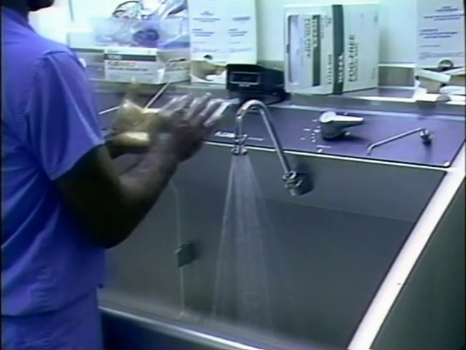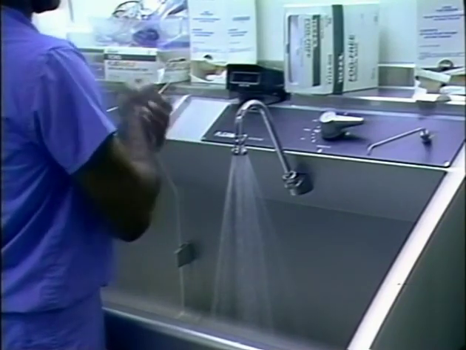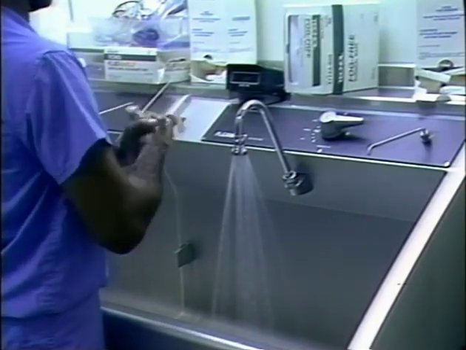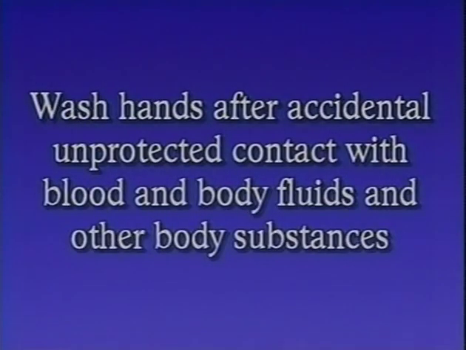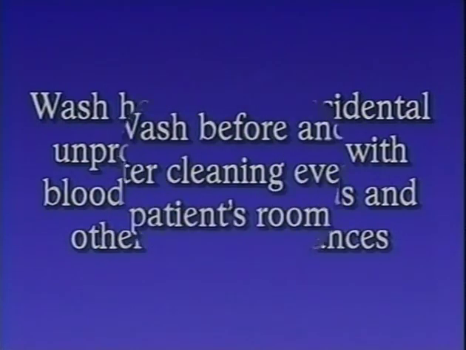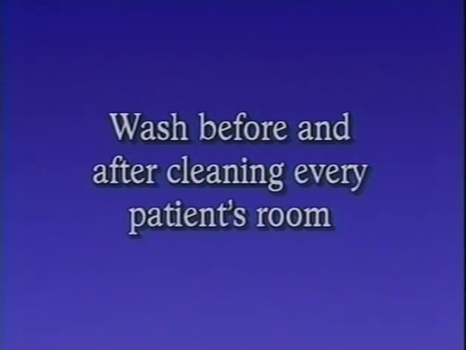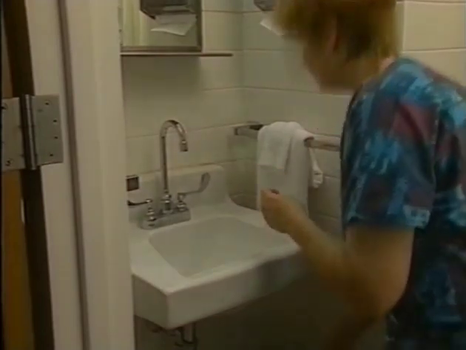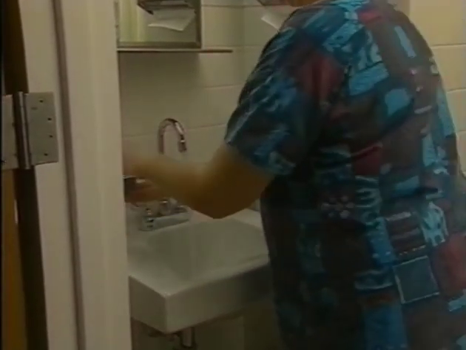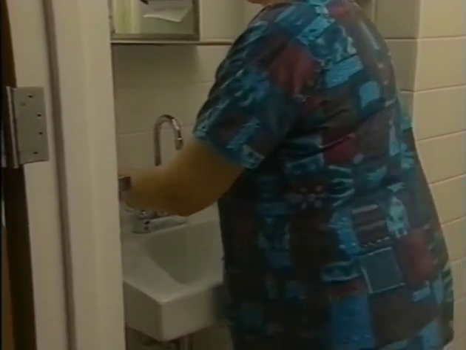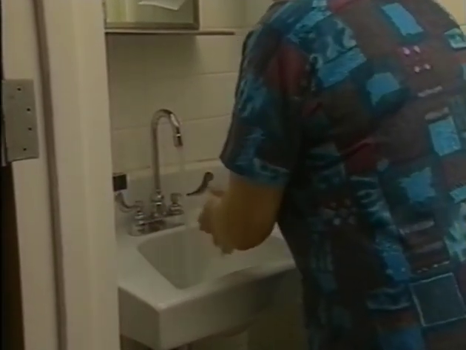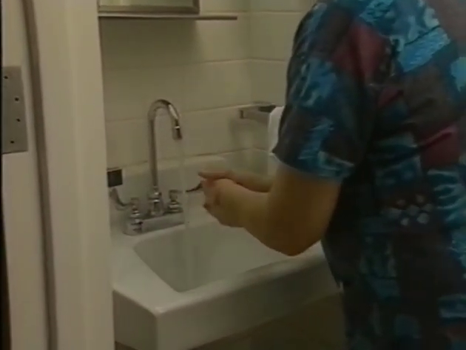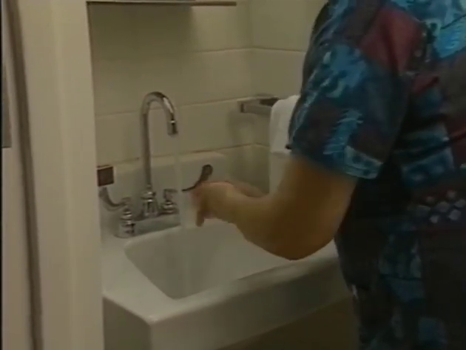Hands and other skin surfaces will be washed immediately and thoroughly after the following events happen. Wash hands after accidental unprotected contact with blood and body fluids and other body substances. This is a safe step to follow. Wash before and after cleaning every patient's room. Also wash hands after removal of protective gloves, after eating, using the restroom, coughing or sneezing. Hands are to be washed for 15 seconds with soap, running water, and friction, paying particular attention to around and under fingernails and between the fingers.